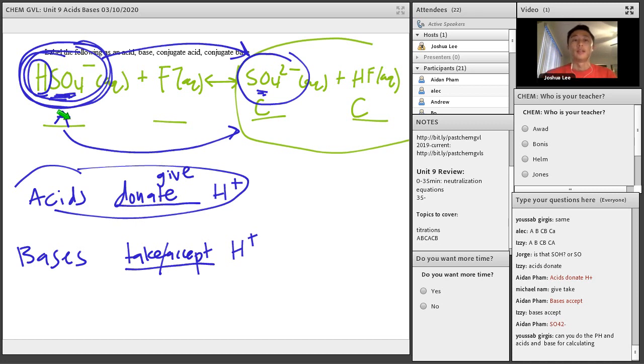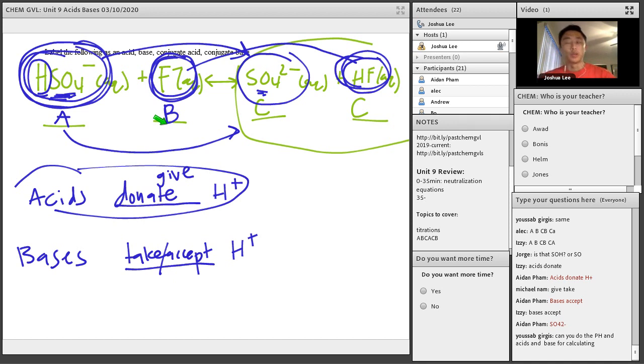So we go on the flip side. Our F minus most likely became HF. In order for our F minus to become HF, it had to accept an H plus. That means this one acted like our base.